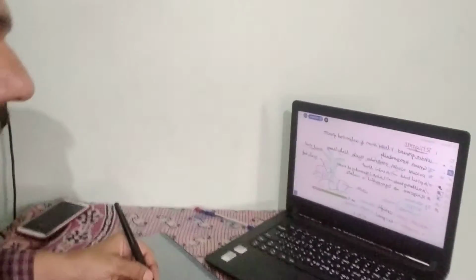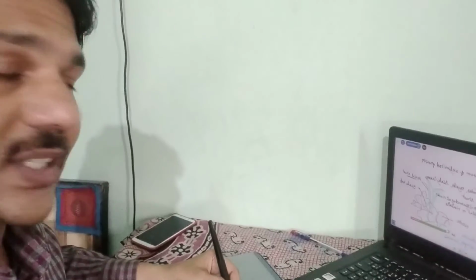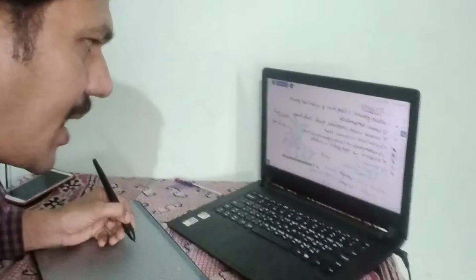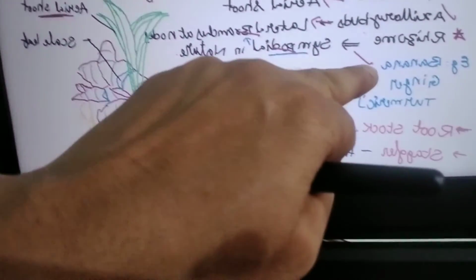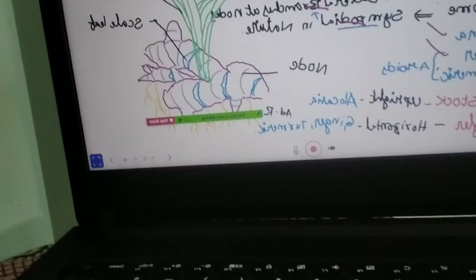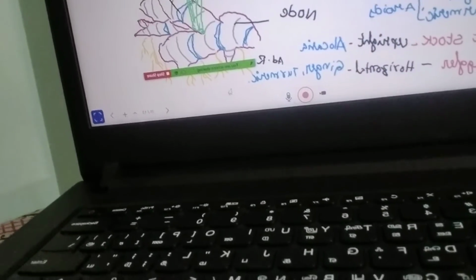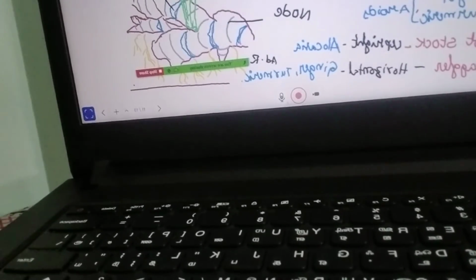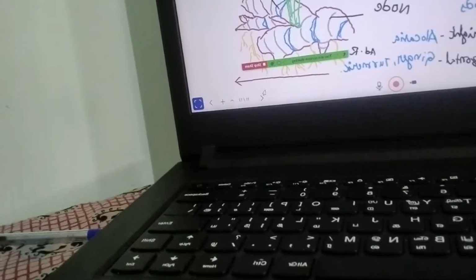So here, what are the examples we see? They are banana, ginger, turmeric. These are very good examples. They have underground stems. Now, please see just below the diagram, how do they grow? Please see the line. That means it is growing horizontally. And now, please see the diagram.